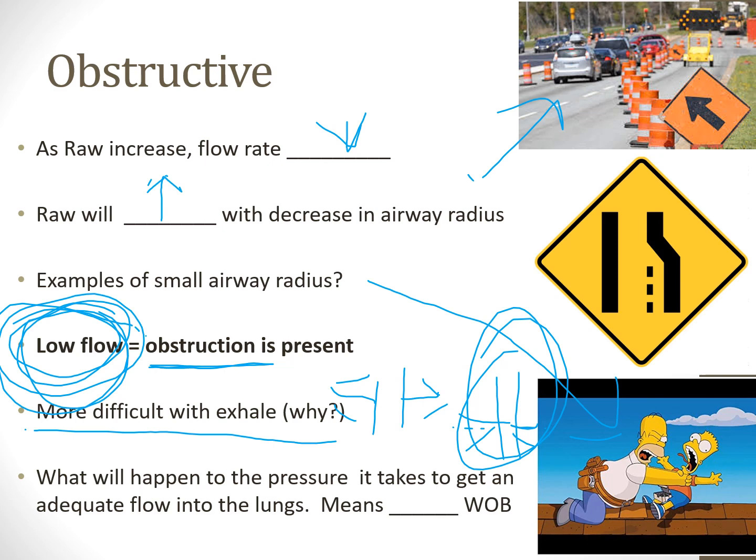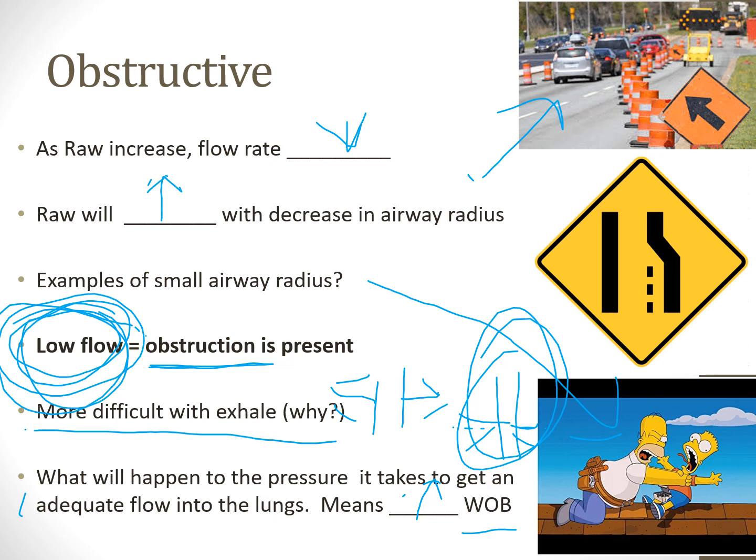Flow rates will decrease. So the last bullet point on here: what will happen to the pressure it takes to get an adequate flow into the lungs? Well, if the radius is smaller, the pressure it takes to get the same amount of gas in there increases. So this means we'll have an increase in what's called the work of breathing. WOB is work of breathing. That means they're going to use a lot of accessory muscles. They're going to work hard to pull that gas in because they have to create a stronger pleural pressure. They have to create even more suction pressure to pull gas past there, right?